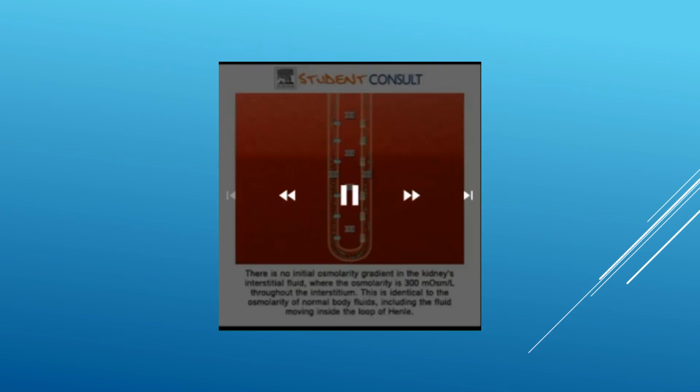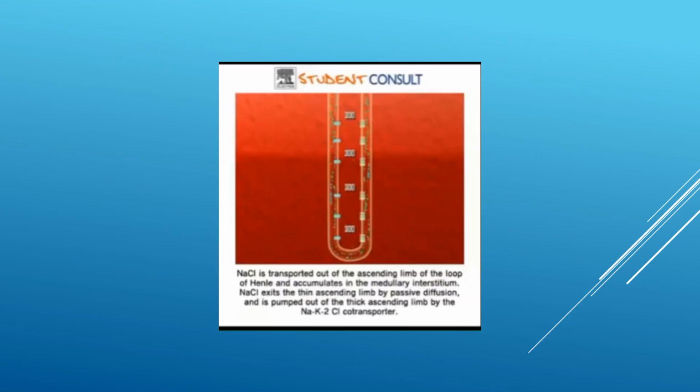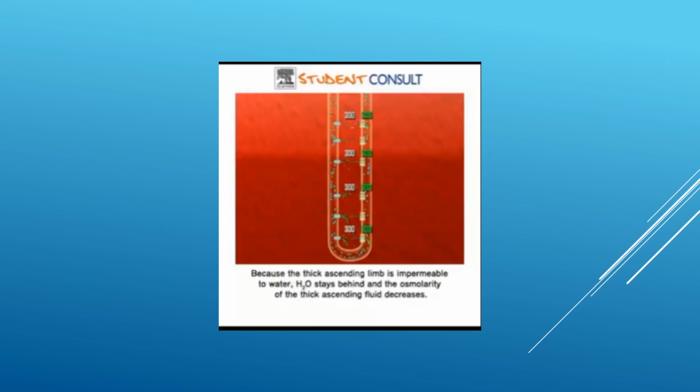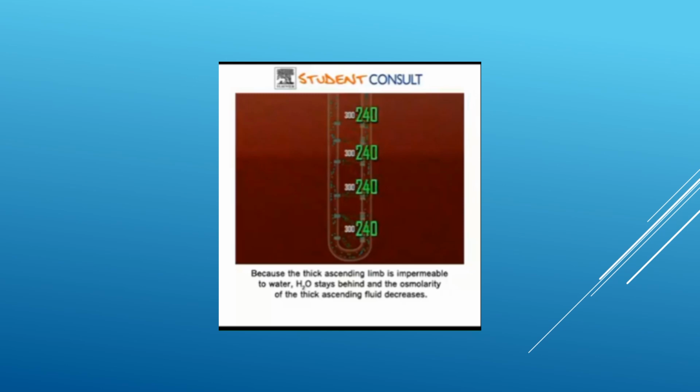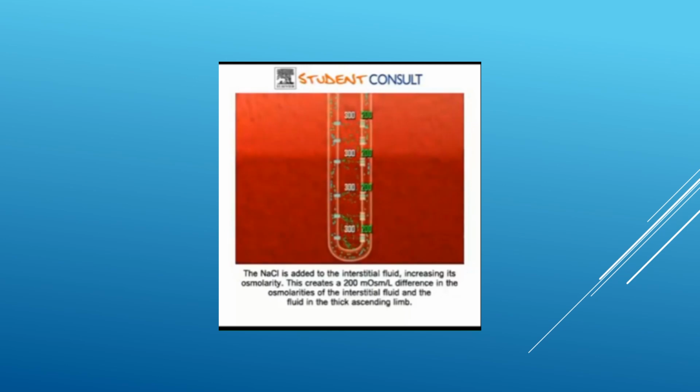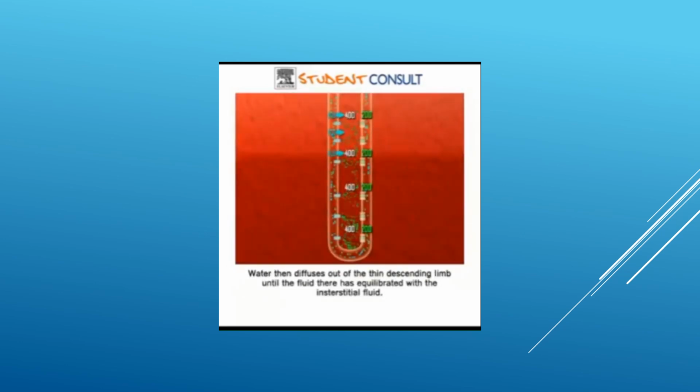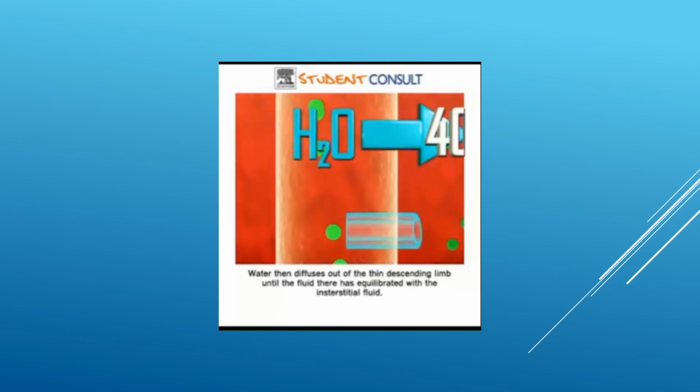Where the osmolarity is identical to that of normal body fluids. The first step involves sodium leaving the ascending limb, either by passive diffusion in the thin ascending limb or by the NKCC2 cotransporter in the thick ascending limb. Because the thick ascending limb is impermeable to water, water stays behind and the osmolarity of the thick ascending fluid decreases. Sodium is added to the interstitial fluid, increasing its osmolarity. This creates an osmolarity difference between the interstitial fluid and the thick ascending limb. Water diffuses out of the thin descending limb until the fluid there has equilibrated with the interstitial fluid.